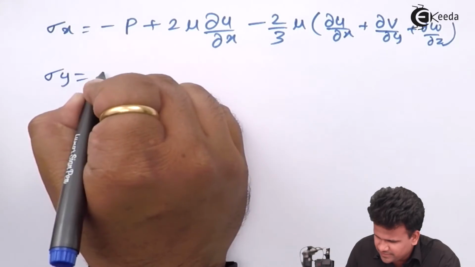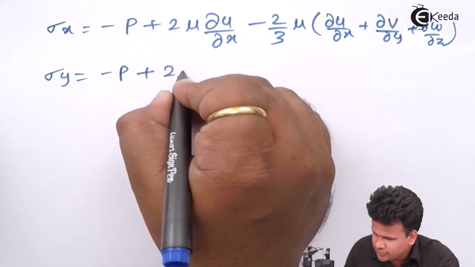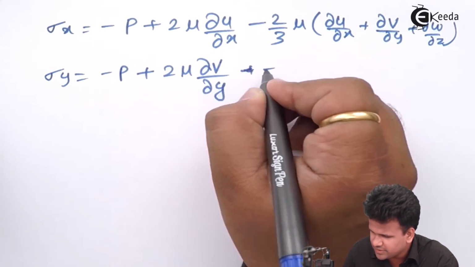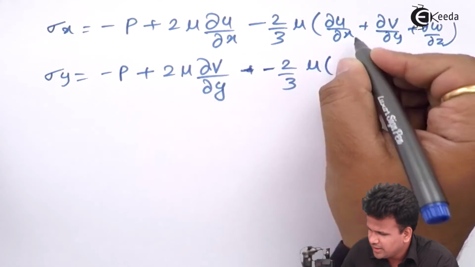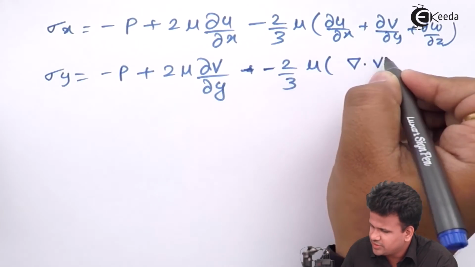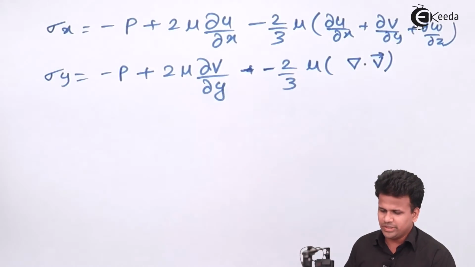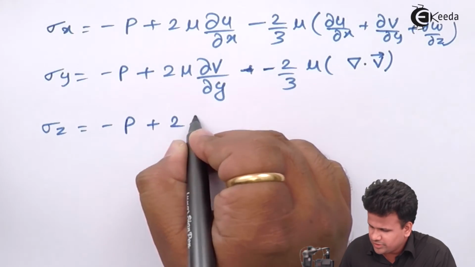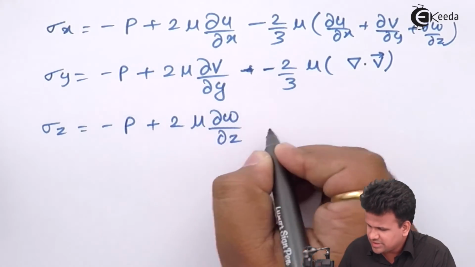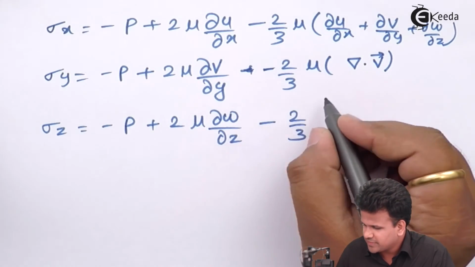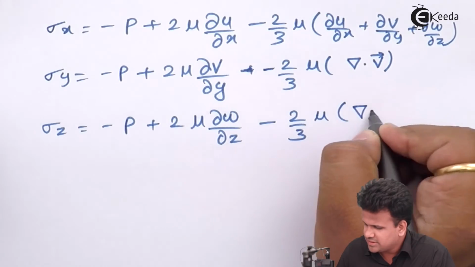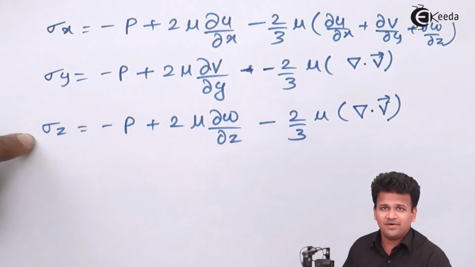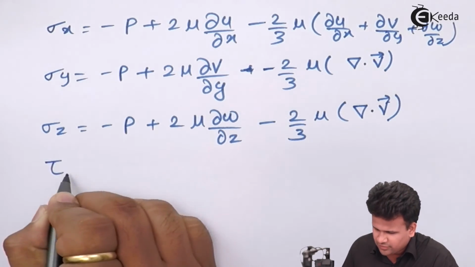So we get sigma x as this term. Similarly, sigma y will be equal to minus p, that is pressure, plus 2 times mu dou v by dou y minus 2/3 of mu into this entire term. This can be written as del dot v cap, so that is the continuity equation. Similarly, sigma z can be written as minus p plus 2 into mu dou w by dou z minus 2/3 of mu into this entire term, that is del dot v again.